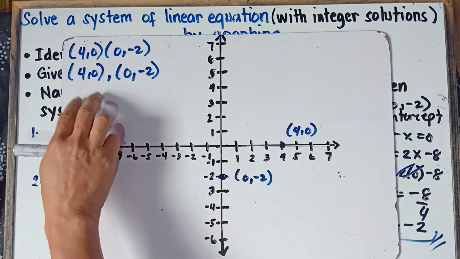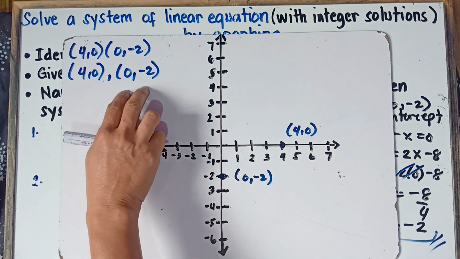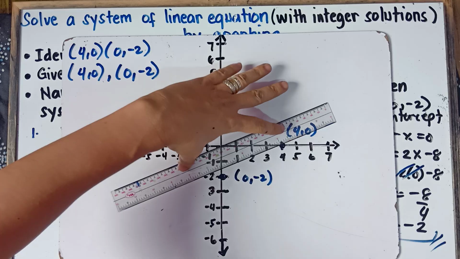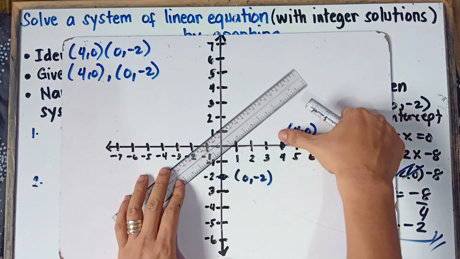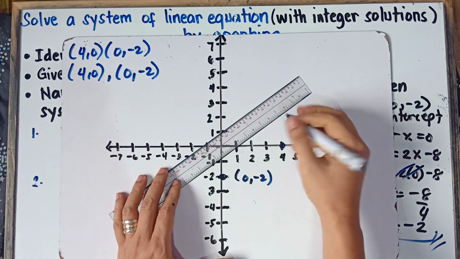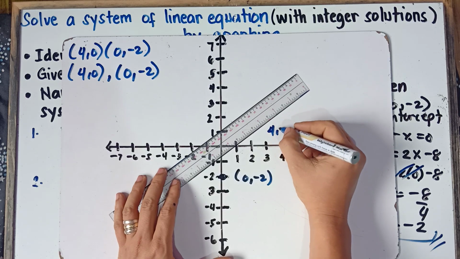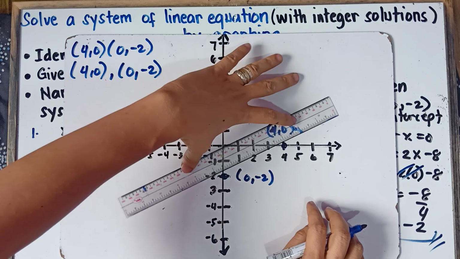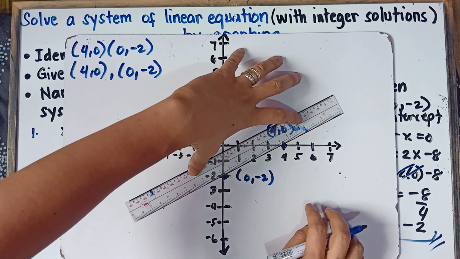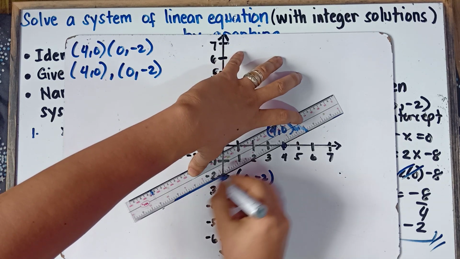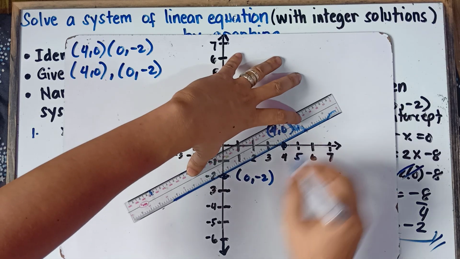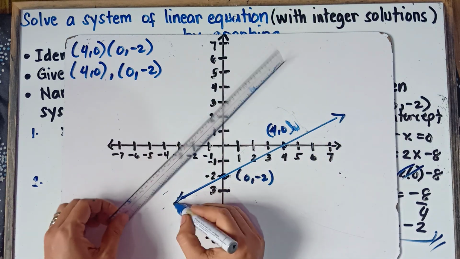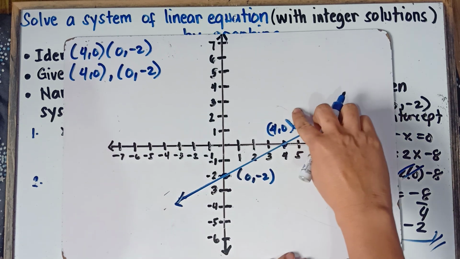So the other ordered pair, we have 4, 0 and then 0, negative 2. They have the same. So therefore, class, we only have one line. They lie on the same line. This is 4, 0, and then this is 0 and then negative 2. So therefore, class, they lie on the same line. If we connect this one, we only have one line because they lie on the same line.